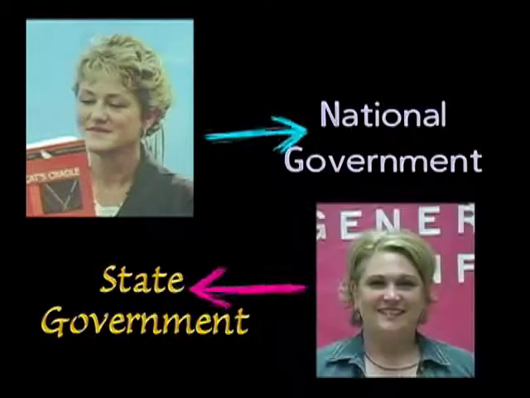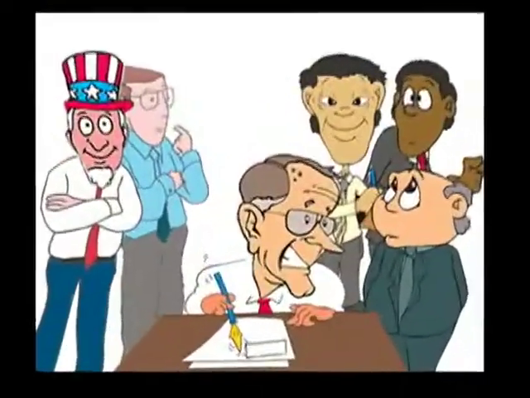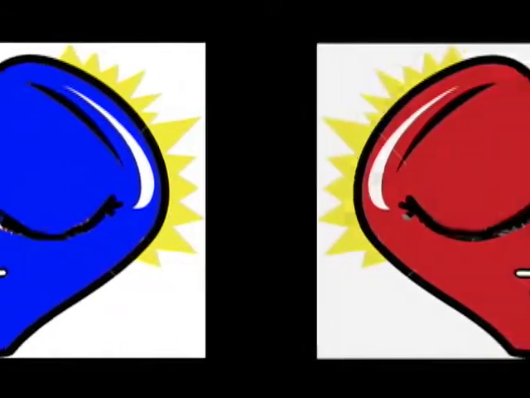So now just replace Dr. Simpson with the national government and Ms. Bridges with the state government. The national government makes laws for all of the United States, but the state government can only make laws for that state. If a state and a national law conflict with one another, they go to the state Supreme Court first, and then the U.S. Supreme Court.